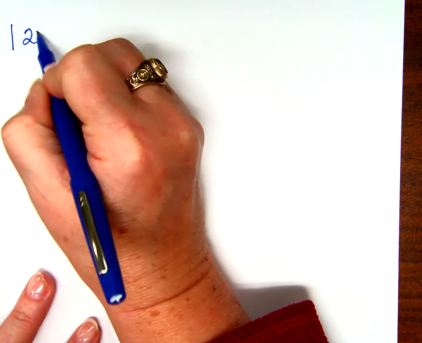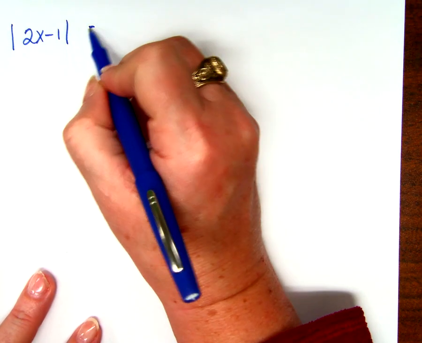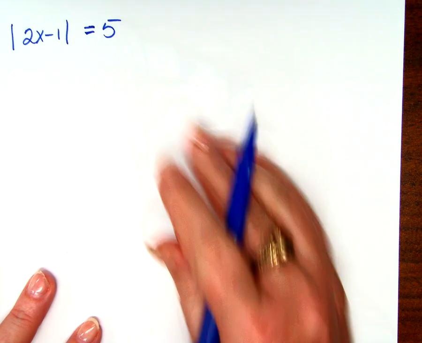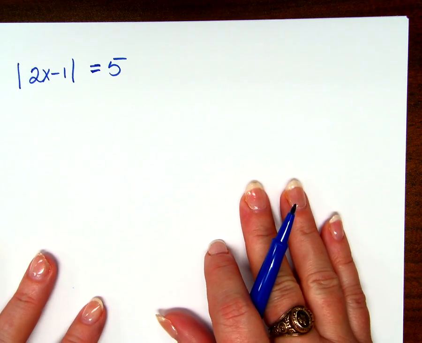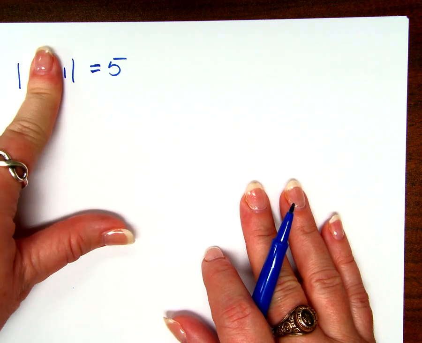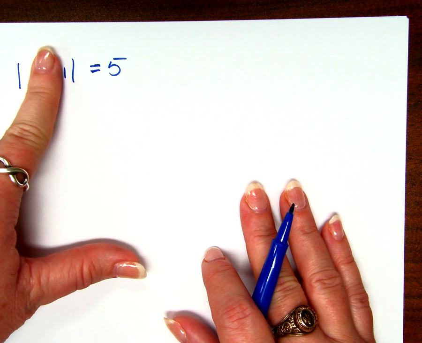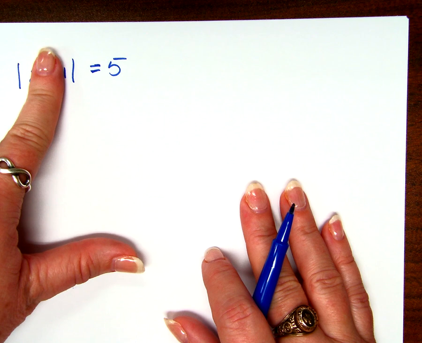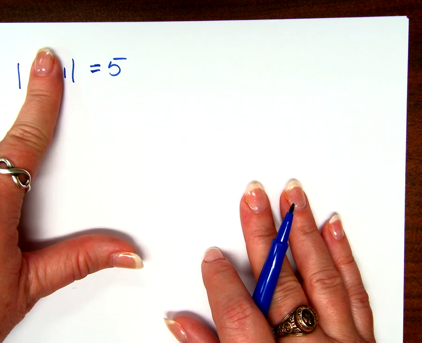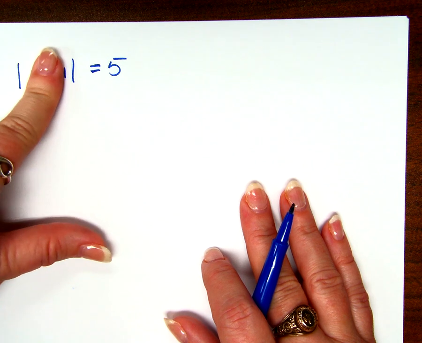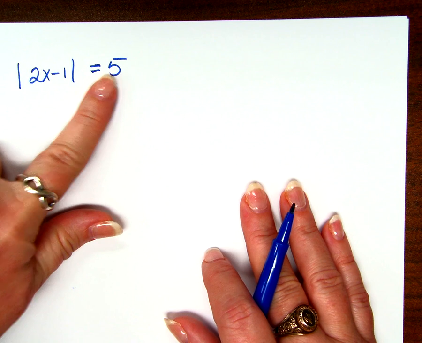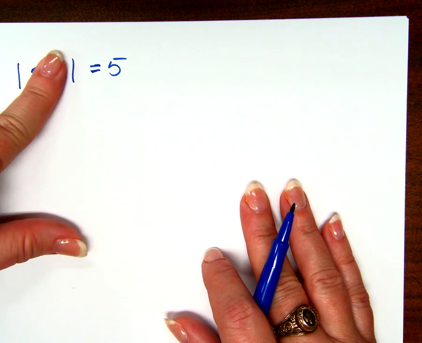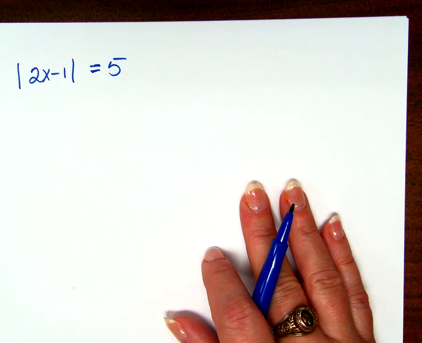Absolute value of 2x minus 1 equals 5. Well, what's true about what's inside this absolute value? This answer right here can either be 5 or it can be negative 5, right? Because once I take the absolute value of whatever's in here, it's going to equal 5. Whether this inside is a positive 5 or a negative 5, right?